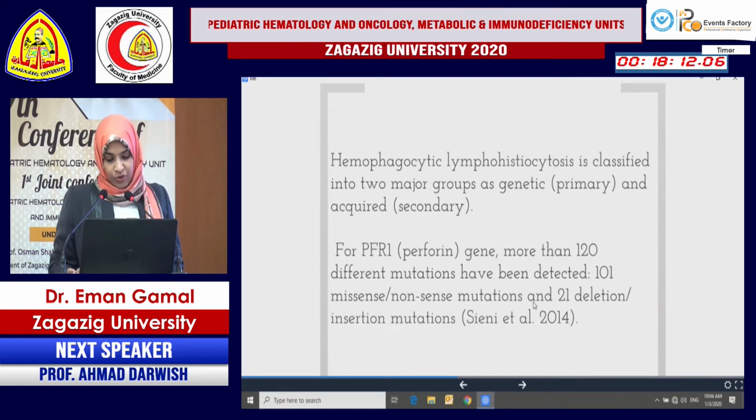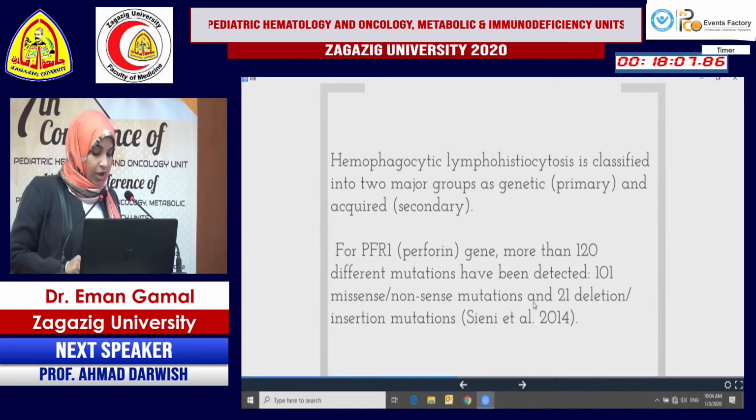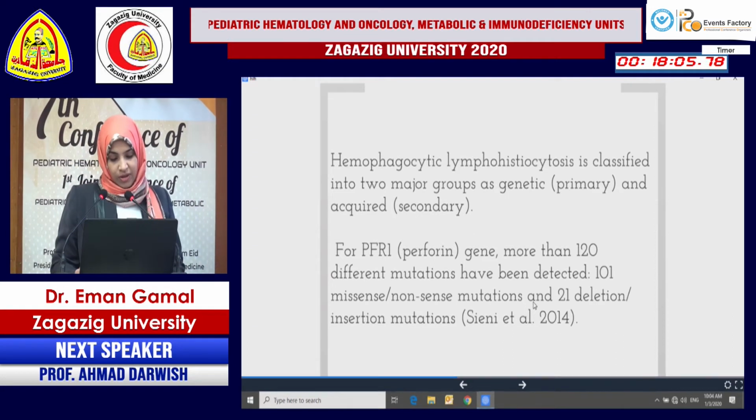The perforin gene mutation, which is considered the cause of familial HLH type 2, has more than 100 mutations with different subtypes, including missense, nonsense, and frame shift mutations, that is, deletion or insertion mutations.